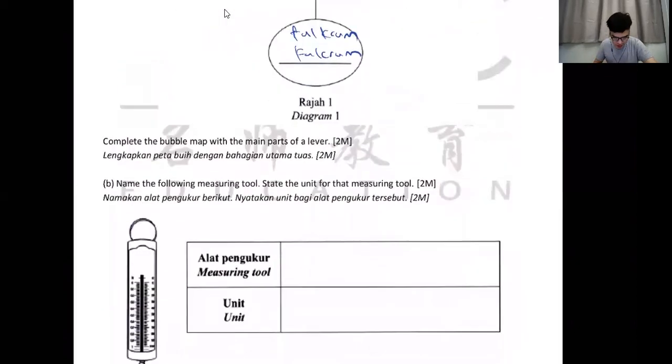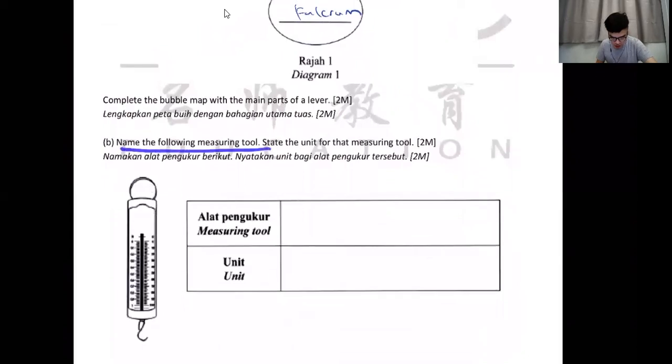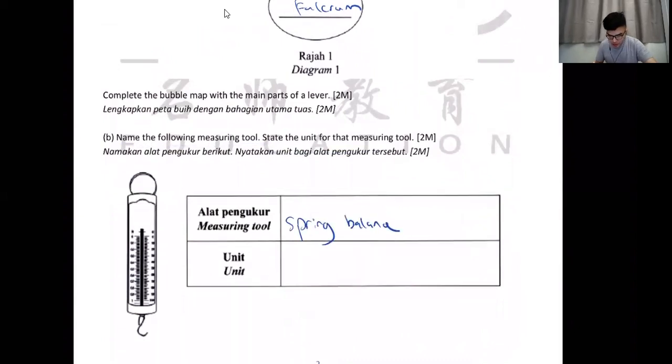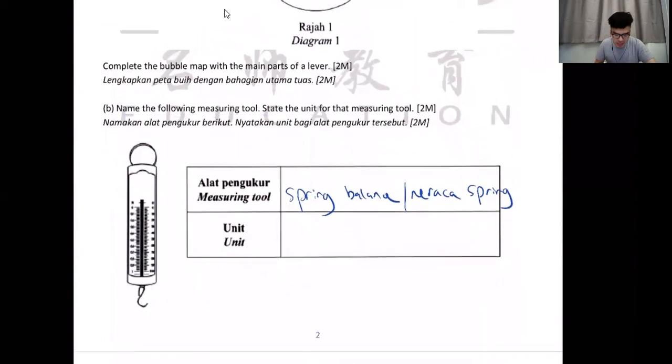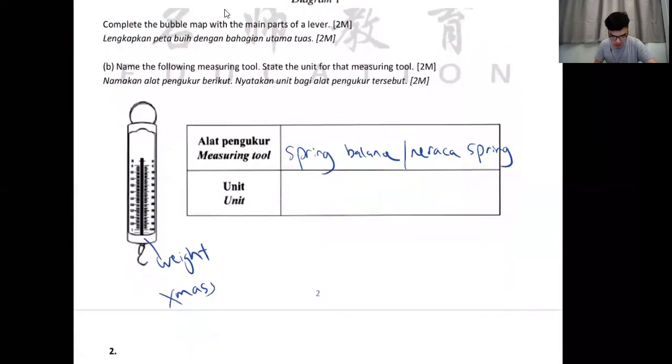Okay, so next, moving on. B, name the following measuring tool. State the unit for the measuring tool. What is this? This is your spring balance. So what's the unit we use? Remember, this thing is used to measure weight, not mass. Different. Untuk mengukur berat bukan jisim.